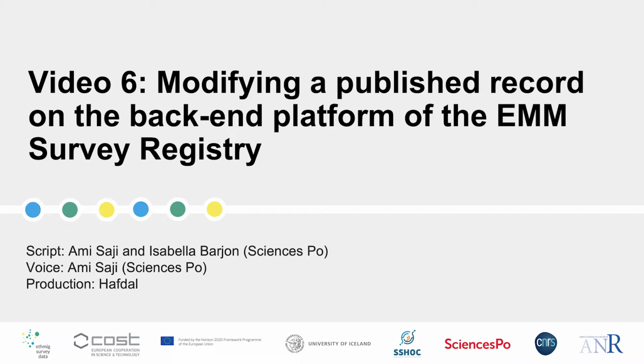This is video 6, modifying a published record on the backend platform of the EMM Survey Registry. This is the final video of the tutorial series, and it aims to explain how a published record can be updated and edited via the backend platform.